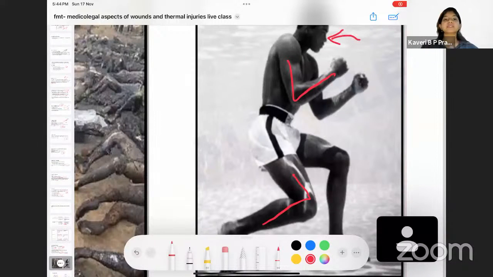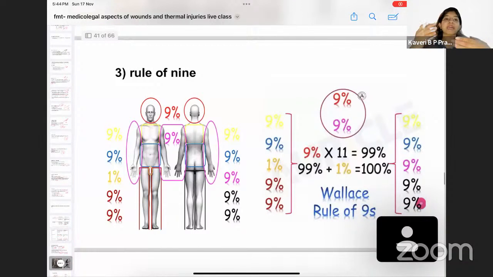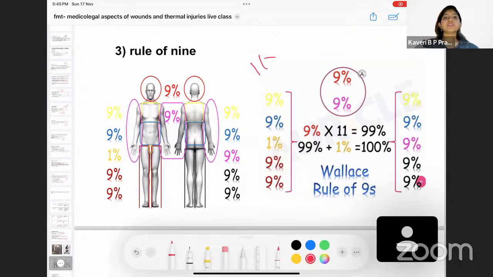Now coming to the rule of 9. What do you understand by rule of 9? When you're trying to estimate the body surface area involved in a burn case, you apply something called the rule of 9, where the head is given 9%, each upper limb is given 9%, the thorax front and back is given 9 each, and the abdomen front and back is given 9 each, and the groin area is given 1%. For the lower limb, the thigh region you have 9 and 9, and for the leg you have 9 and 9. So together there are 11 nines, and 11 into 9 comes up to 99%, and plus 1% for the groin, which sums up to 100%.